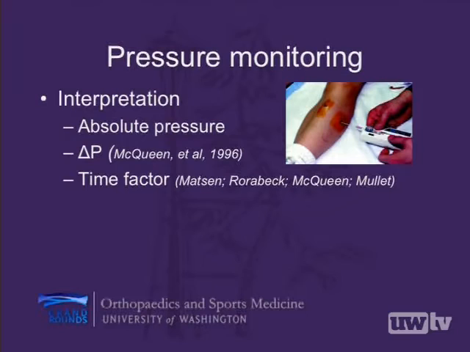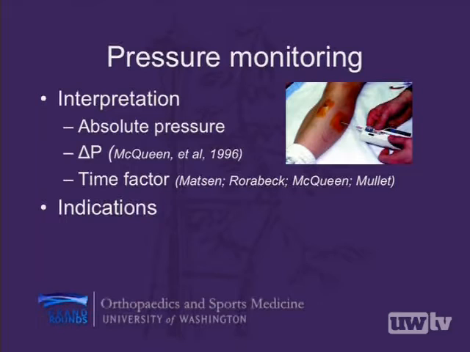And a time factor, and this is not really well laid out in the literature at this time, is how long does the pressure have to be up in order for you to get permanent damage? A lot of these monitors that we're using nowadays, like the Stryker needle or these handheld manometers, give us a pressure at one period of time. They are not telling us what's been happening over the last 6 hours, or what might happen in the next six. We're getting one measurement at one period of time. We have no idea if we're at the nadir or not. And what are the indications for pressure monitoring?